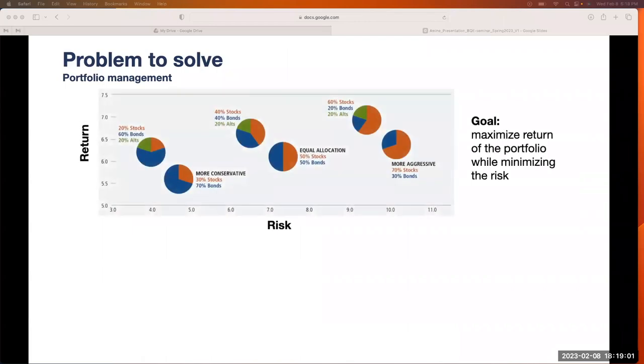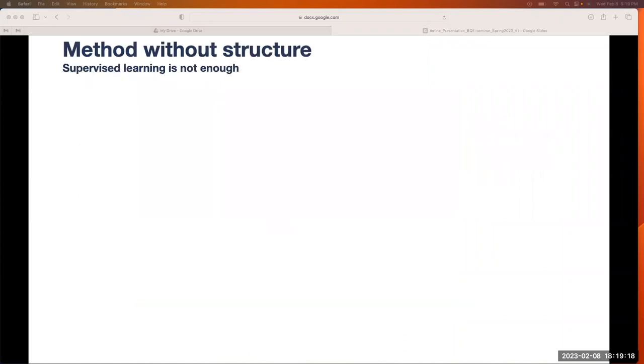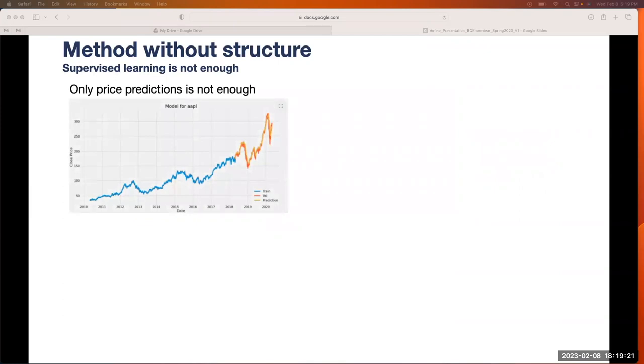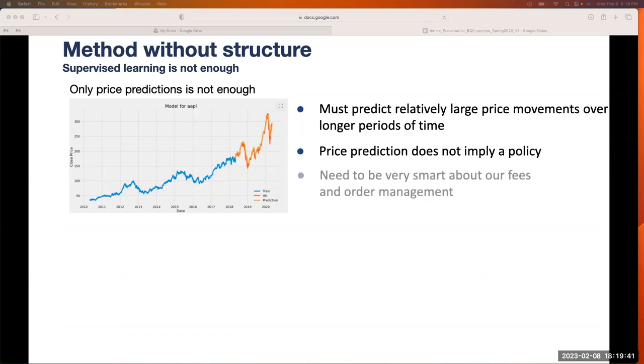So our goal here is to allocate assets in a portfolio to maximize return and minimize risk, right? And the Markowitz theory of portfolio management is one way to optimize this trade-off between return and risk. So most supervised learning techniques focus on price prediction, but this may not be enough. Why? Because a prediction needs to work over long periods of time. It does not give us a policy for making decisions and does not take into account real-world issues associated with executing our decisions.